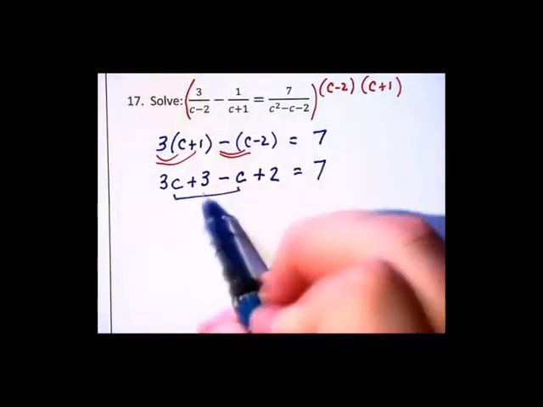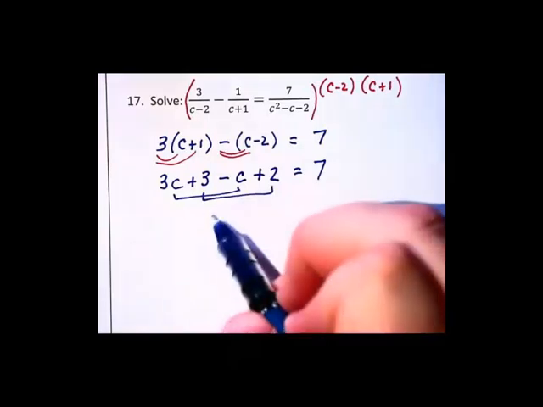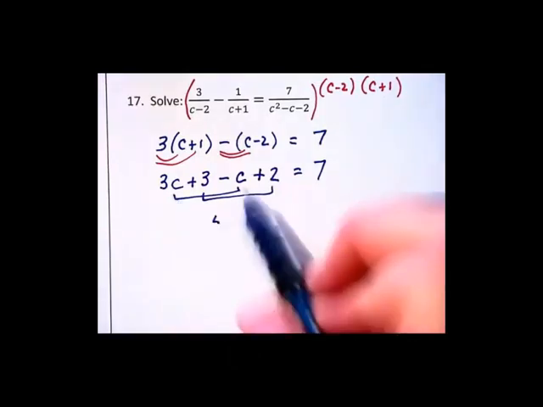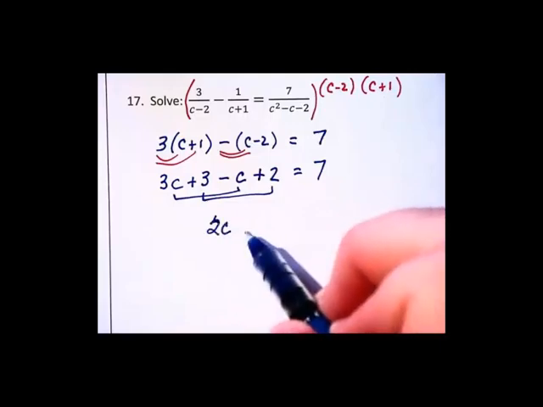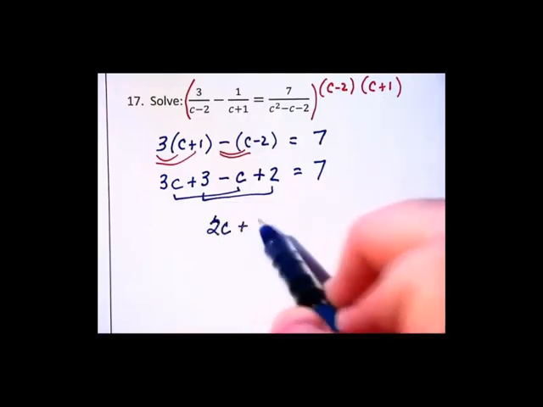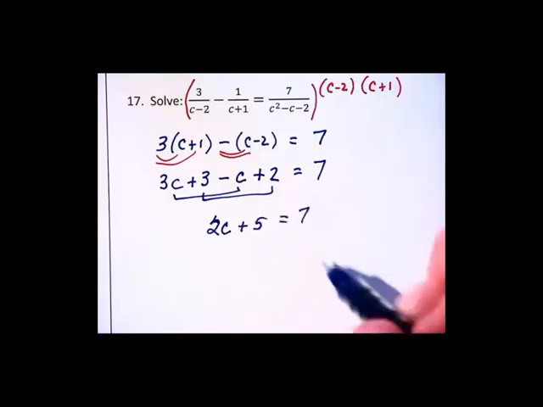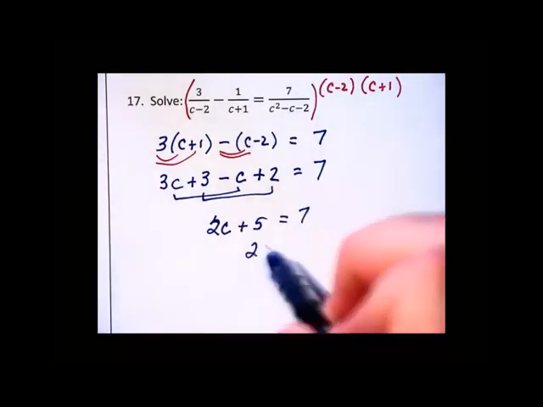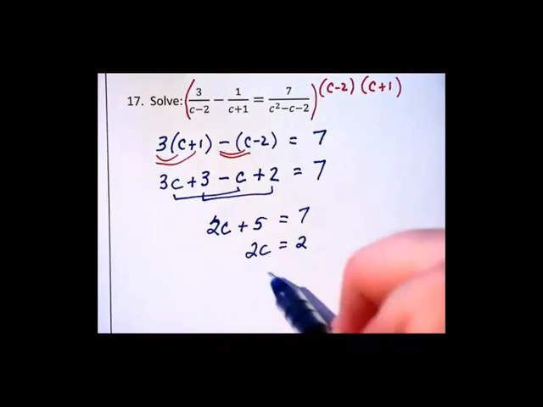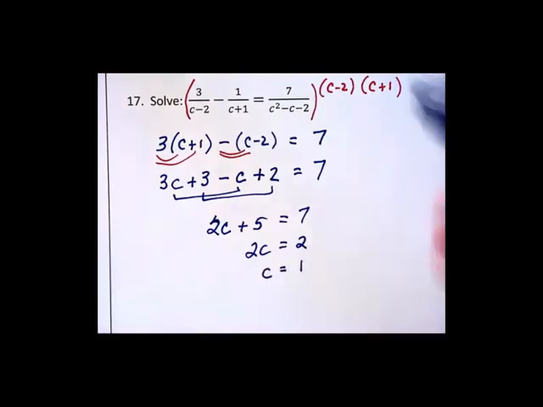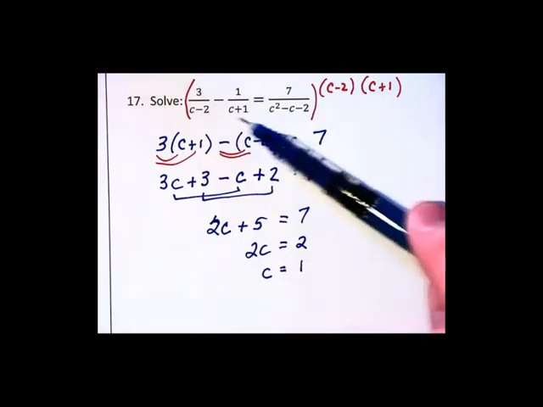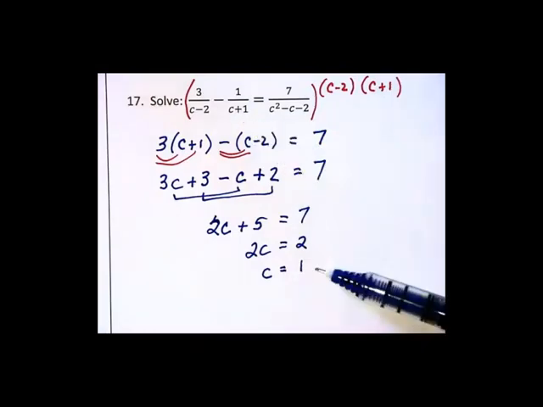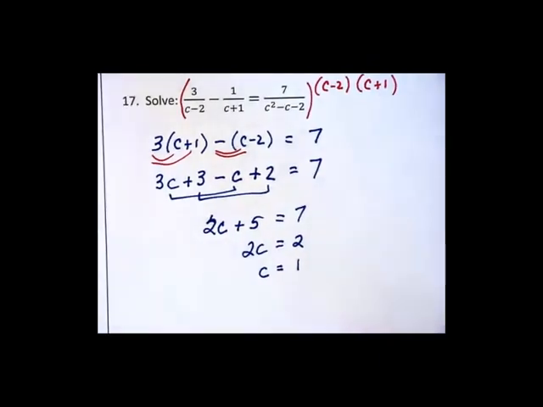Combining like terms, both sets of them, we get 3c minus c, which is 2c. 3 plus 2 is 5, equals the 7. Subtract off the 5 from each side, we get 2, and therefore c equals 1. Negative 1 would have been a bad value because it would have created a 0 in the denominator, but positive 1 is just fine, so we're going to assume that that is our answer.